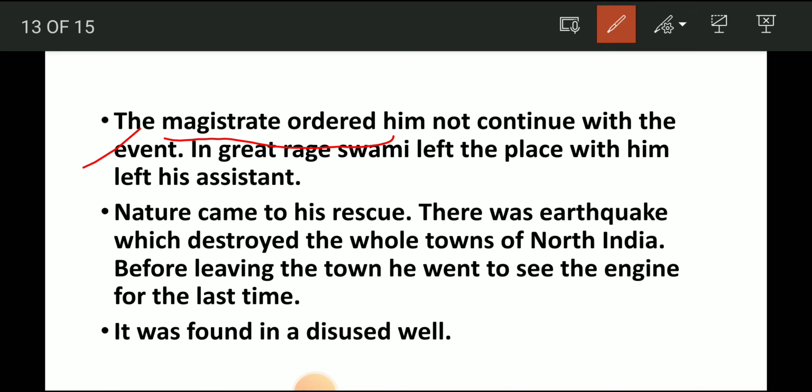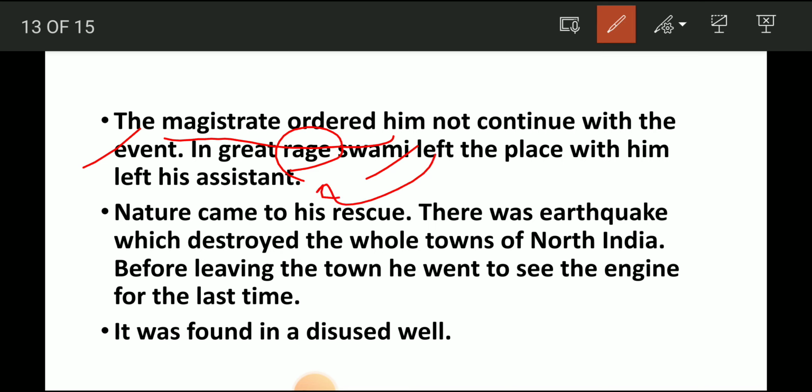The Swami is very angry. He is enraged. He says, I am not doing this only in Malgudi. I did it in all the towns. You please allow me. So the police says, we can't, because it is the judge's order. It's the magistrate's order. So Swami becomes very angry and he leaves the place, and with him goes his assistant.